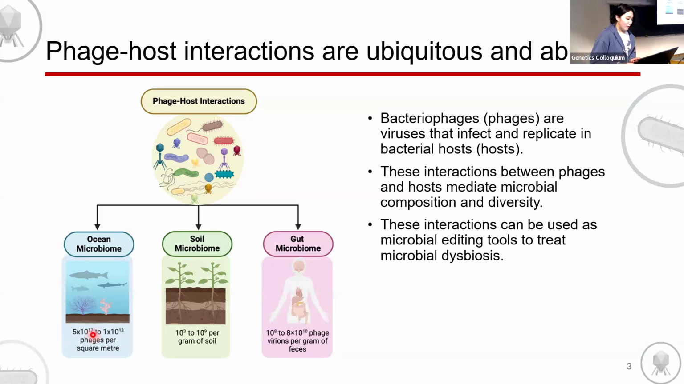In the ocean microbiome, you can see right here, there's at least 5 times 10 to the 12 different kinds of phage-host interactions present per square meter of water. If you look at soil, there are at least 10 to the third different kinds of interactions per gram of soil. And for the gut microbiome, there's about 10 to the 8 at least within a gram of feces. Because of these interactions and how ubiquitous and natural they are, there's actually a revitalization about using these phages as a microbial editing tool to treat microbial dysbiosis.